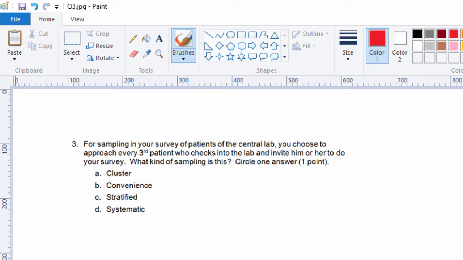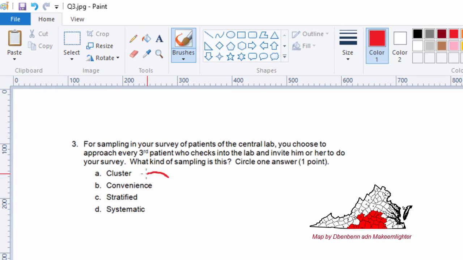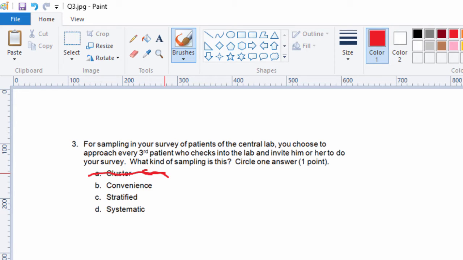So we'll start with cluster. Now we know that cluster has to do with geography, right? And we don't see any geography in this, so it's not going to be that. And we also know that convenience is convenient, and approaching every third patient is not very convenient.